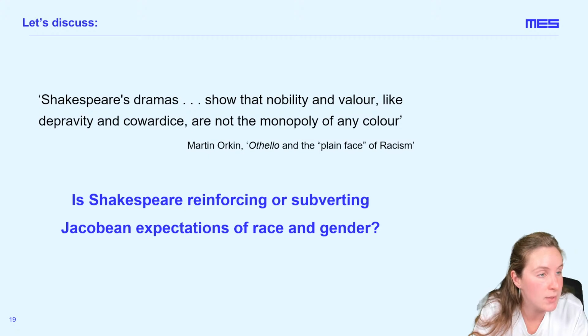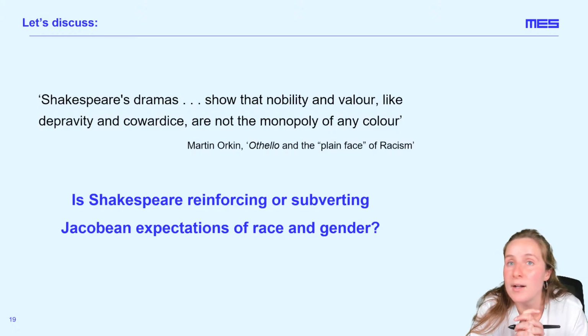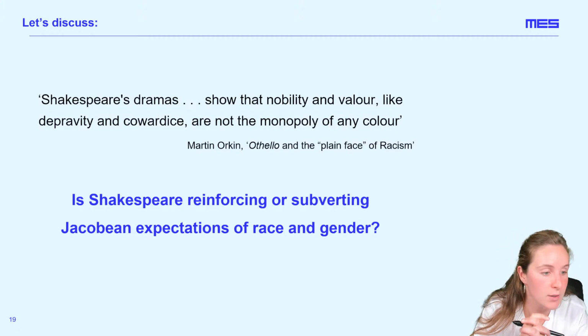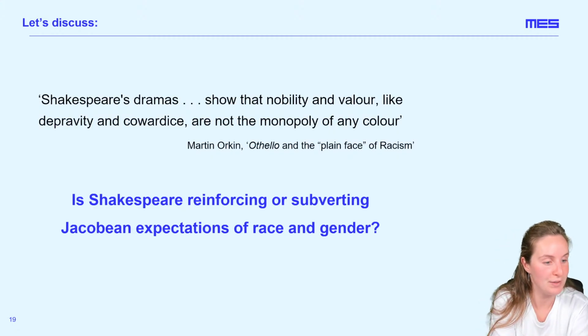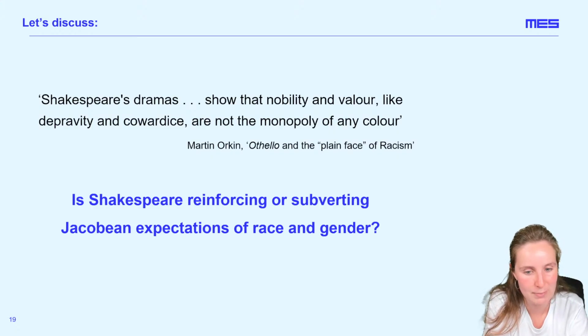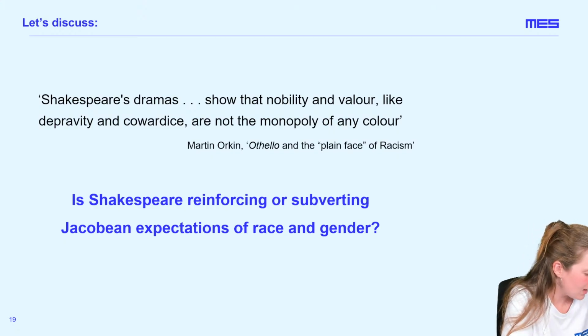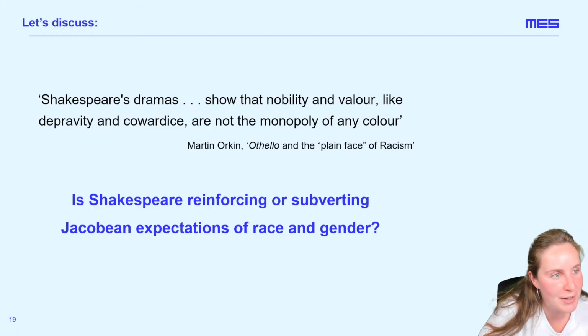Do we reckon at this point that Shakespeare is reinforcing or subverting Jacobean expectations of race and gender by presenting Desdemona, Emilia, Bianca, Othello, Brabantio, Iago, Roderigo, Cassio in these lights? What do you think? Reinforcing or subverting, and why? Though looking at the time, this might be our final thought.